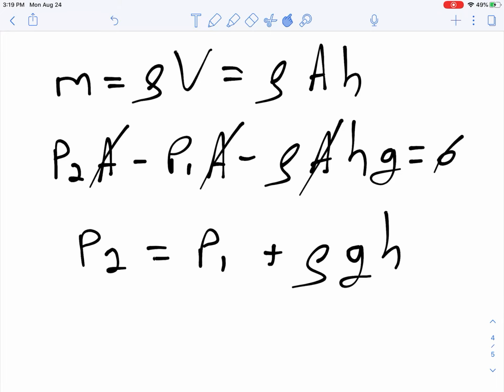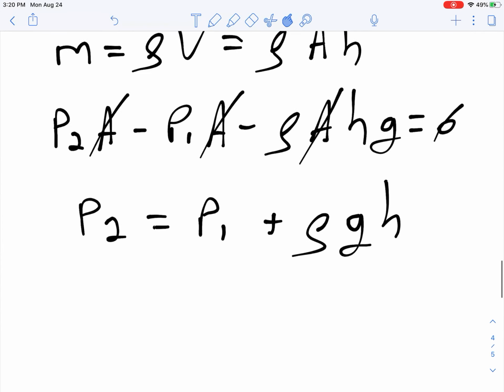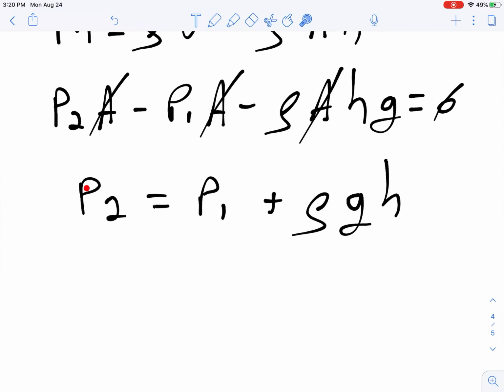Cool? So the pressure down here is going to be equal to the pressure here plus a term to account for the fact that the pressure is bigger down lower. So you have some initial pressure and some final pressure, and they're different by a term. Your final pressure at the bottom is going to be the initial pressure at the top plus some term to account for the fact that we're deeper.